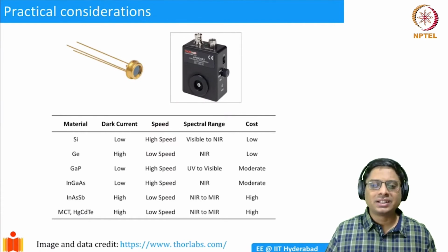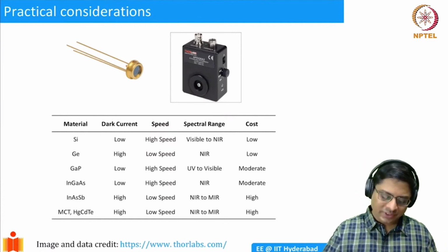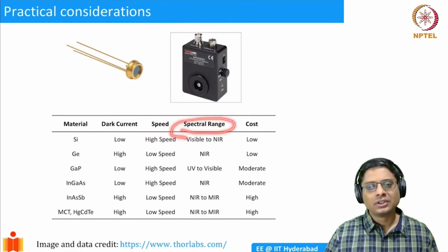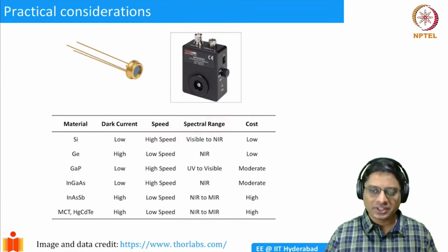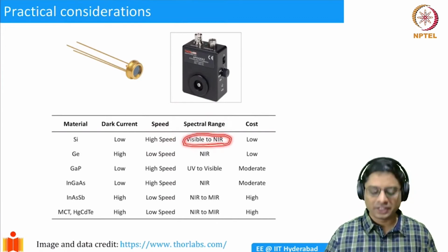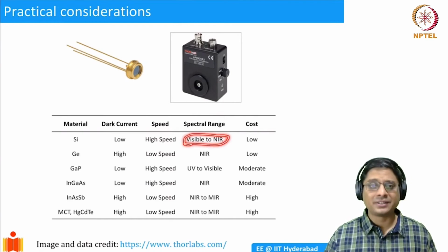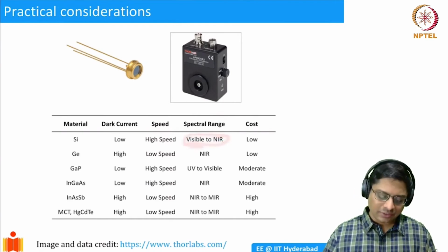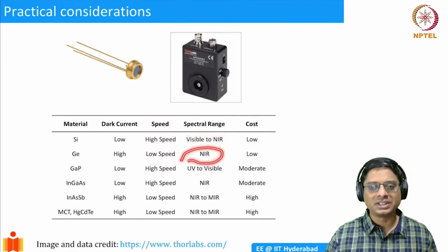Mainly, there are three technical considerations that are important to us. One of them is the spectral range. We cannot use every detector in every spectral range. For example, silicon can go from visible to near infrared. I can't really do better than that. So it is going to have better responsivity in this range. Whereas germanium is going to have better responsivity in the near infrared. Near infrared is 1.5 micrometer.